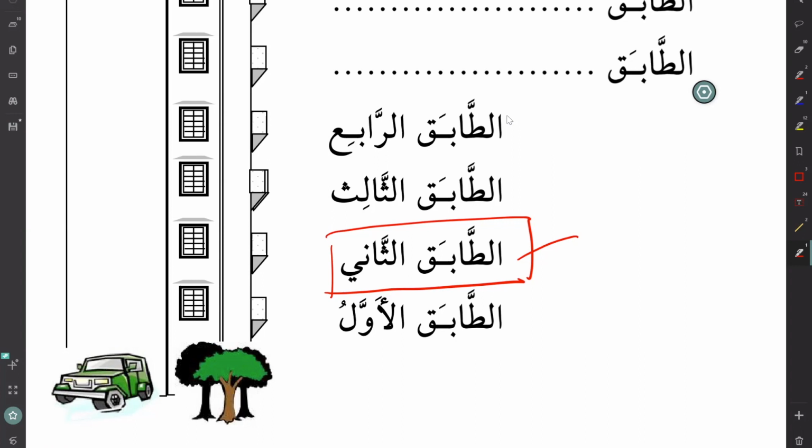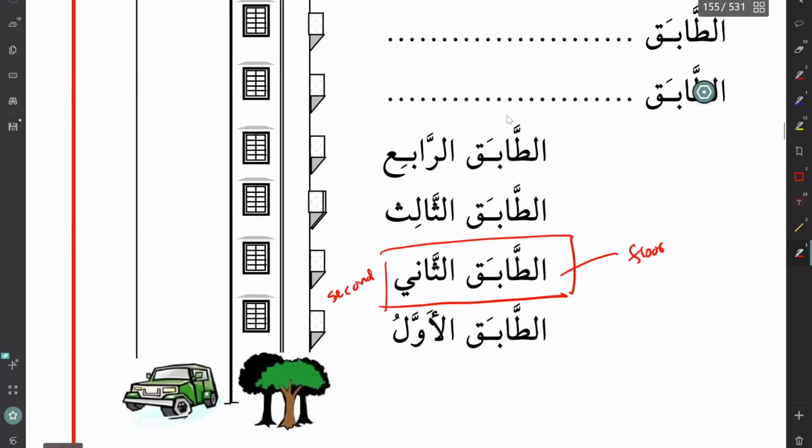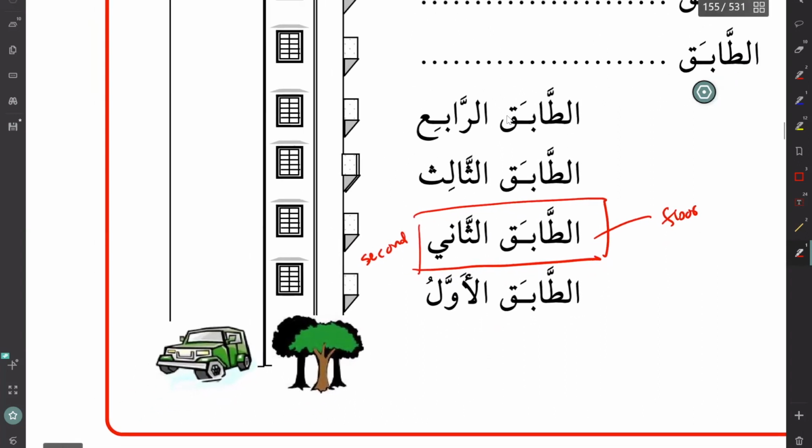The tabaq means floor, right? And we said a-thani meant second, okay? Second. So it says the second floor. Now they will be showing you how to say the rest of these numbers. How do you say first, second, third, fourth, and so on and so forth, right?